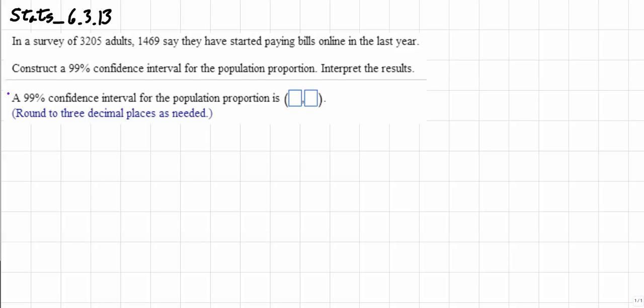Alright, the first part here is a 99% confidence interval for the population proportion, and we have two answer fields that we must put our answers in. This is key: rounding to 3 decimal places is needed. In order to create a confidence interval, we need to use the following formula, which is given as p hat, our point estimate, minus the margin of error, less than p, our population proportion, less than p hat plus the margin of error.